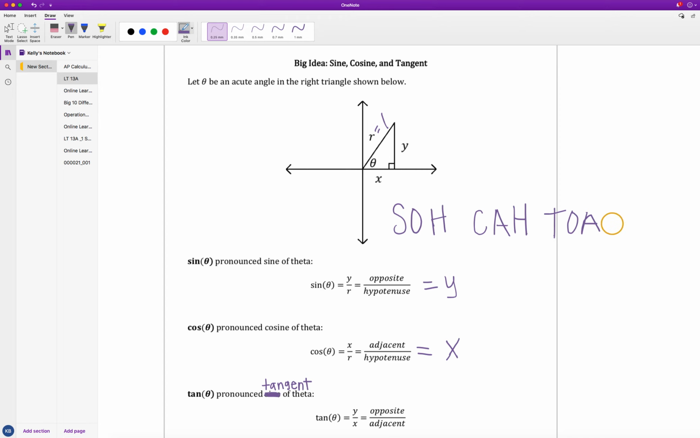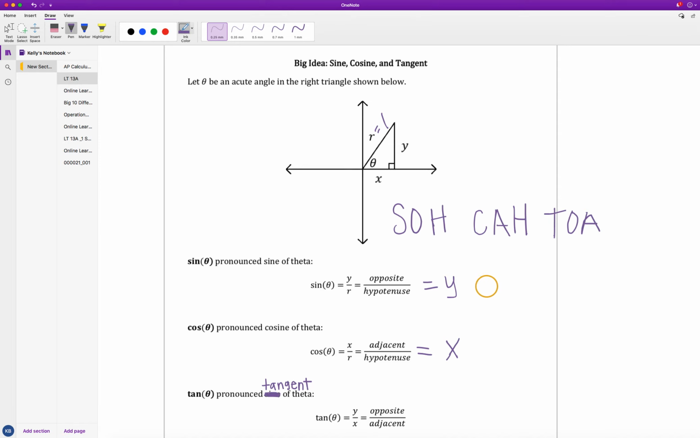These are going to be 3 definitions that we're going to have down in order to be able to find sine, cosine, or tangent of any angle on our unit circle. The SOHCAHTOA will be helpful, so that's an acronym that you can use to remember that sine is opposite over hypotenuse, cosine is adjacent over hypotenuse, and tangent is opposite over adjacent.